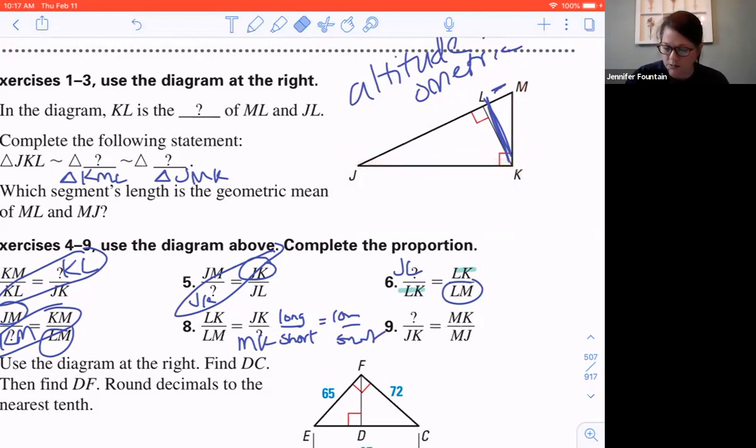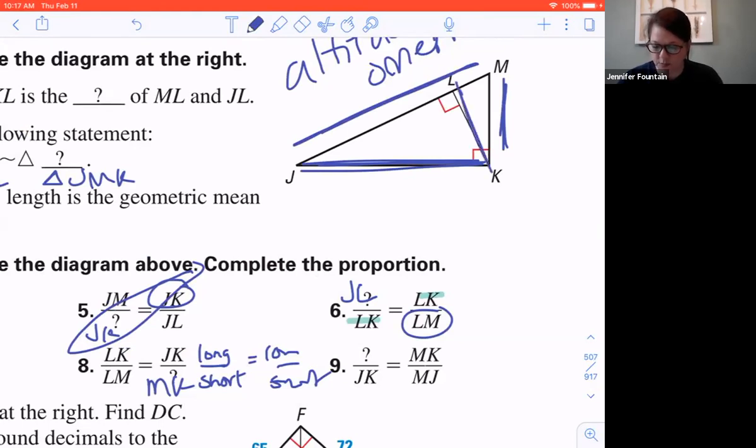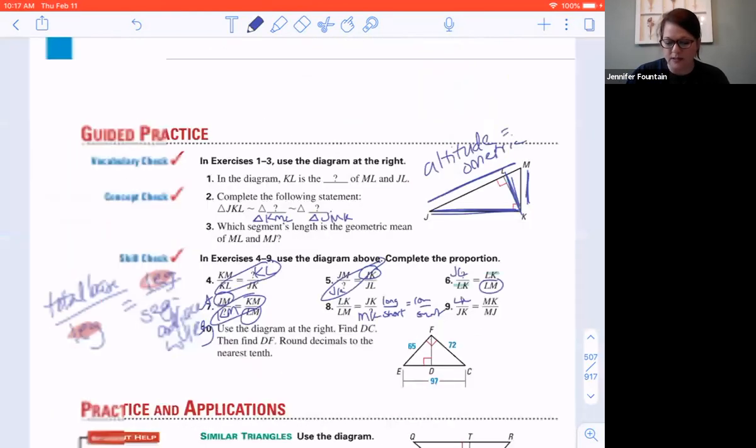Okay, now let's look at the last one. I've got something over JK. So I've got long leg over MK, which is long leg over MJ, which is that one. Okay, so number 9 is going to be LK, this one right here. So what we'll do is we will pick back up with this guided practice.